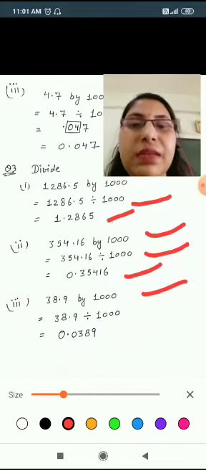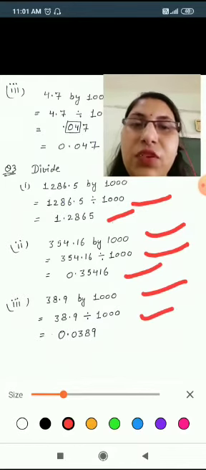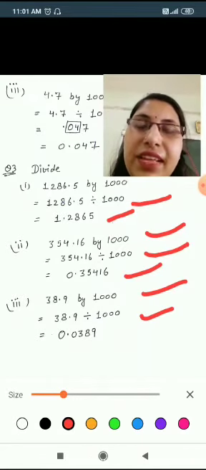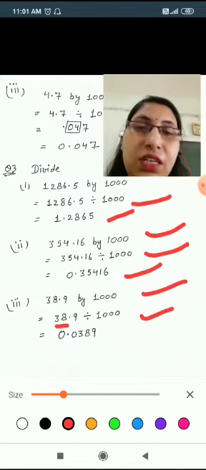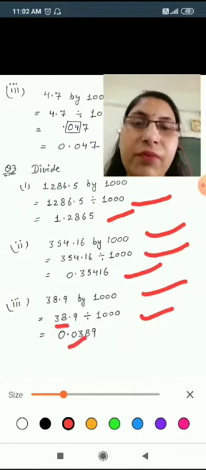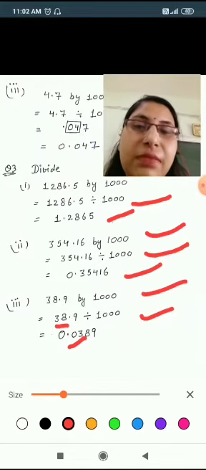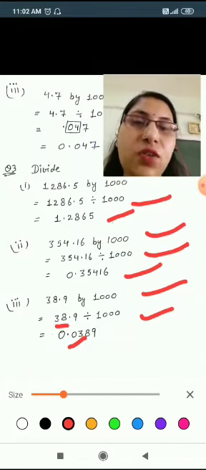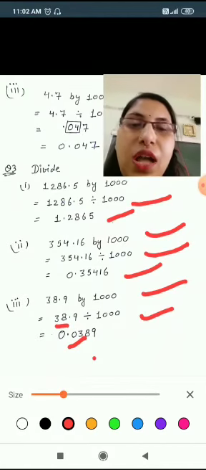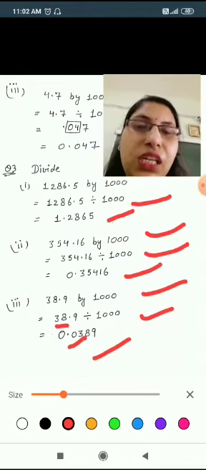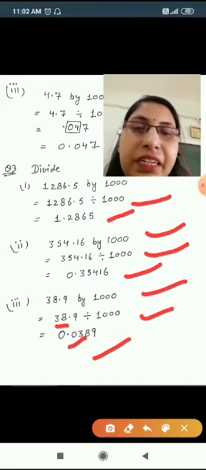Now the same way, the third part, 38.9 is to be divided by 1000. So now the decimal is before 9. We have to count 3 places in the left direction because of 3 zeros, but we have only 2 digits. So what we will do, we will mark 1 zero, and now the decimal is before 0 and no digit is there before the decimal again. So we will put 1 more 0. So the answer will be 0.0389. Clear?